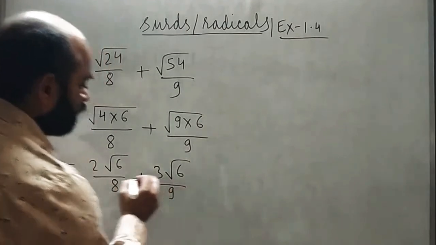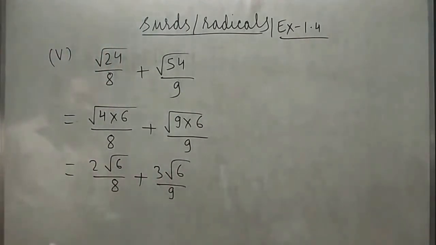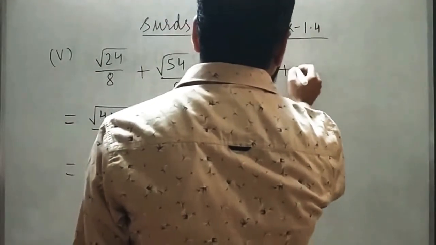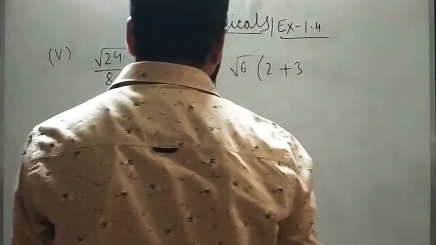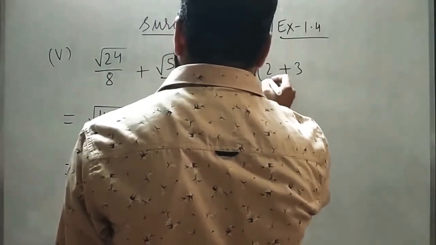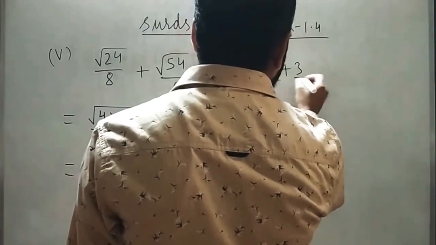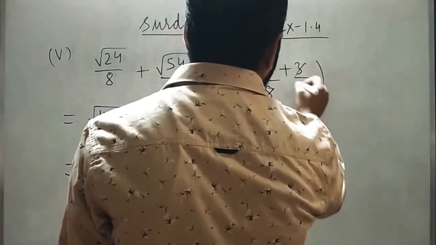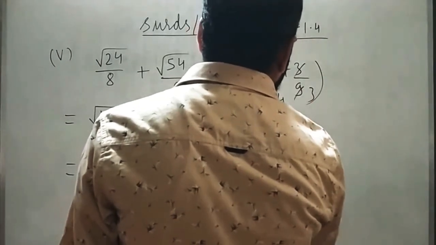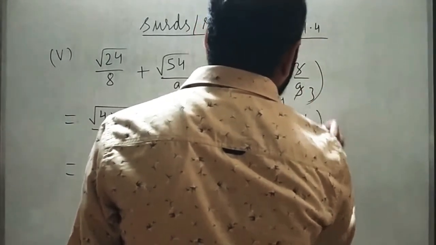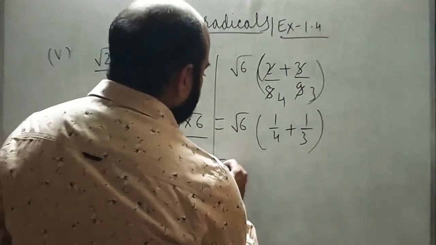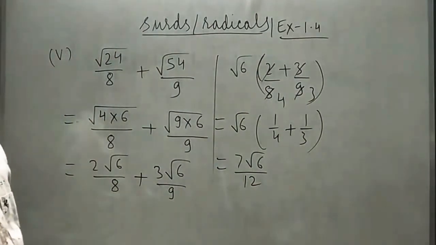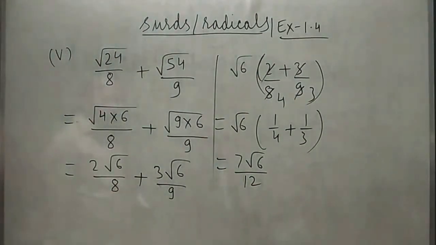upon 9. Clear? So what is common in both? Root 6 is common. So what is left? 2 plus 3, clear, means 2 upon 8 plus 3 upon 9. This is common. So what is left? So 1 by 4 plus 1 by 3. So finally this will become 7 root 6 by 12. So this is the answer, 7 root 6 by 12.